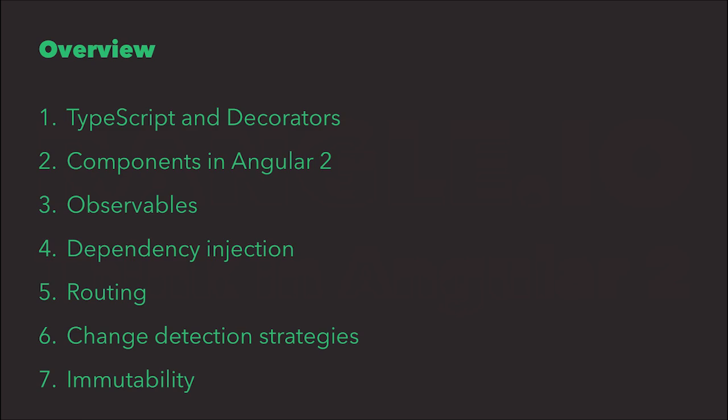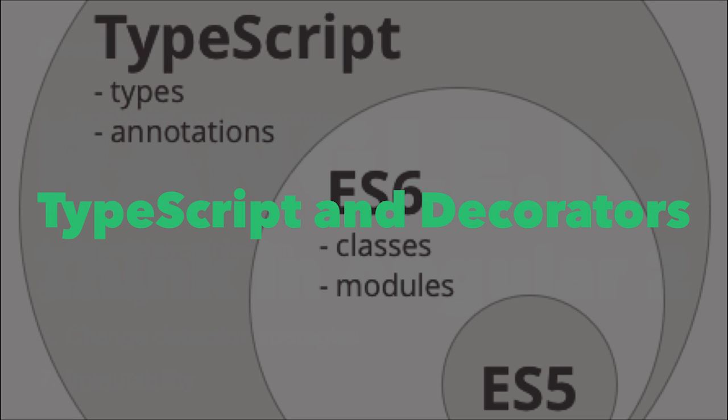So we're going to start off by talking about TypeScript and ECMAScript 6 and how they impact Angular 2. So ECMAScript 6 is the upcoming version of JavaScript, and it's a superset of ECMAScript 5. So everything in the JavaScript that you know and love is present in ECMAScript 6, and TypeScript is a superset of ECMAScript 6, and everything in ECMAScript 6 and 5 is also in TypeScript.